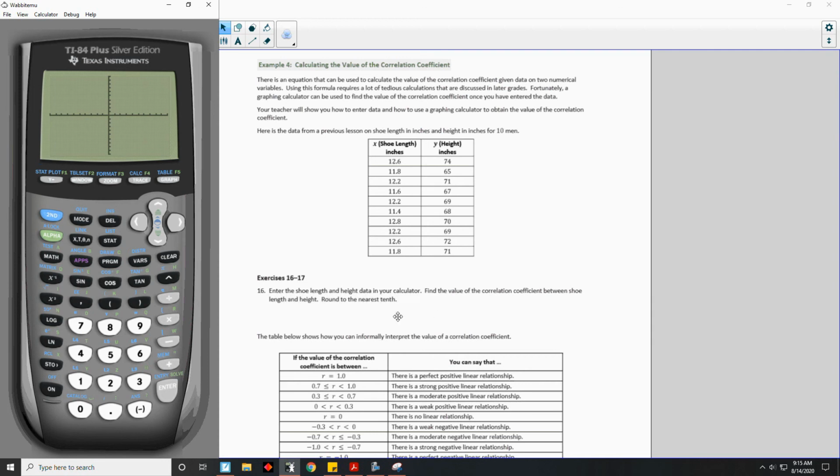I always love to give information to students who are just hungry for information, and some people might not be okay with just letting this go by. They might say, I don't want to wait until later classes. I want to know what that equation is. I want to see if I can figure this out manually without the use of a calculator. So I'm going to give you the equation to find R.